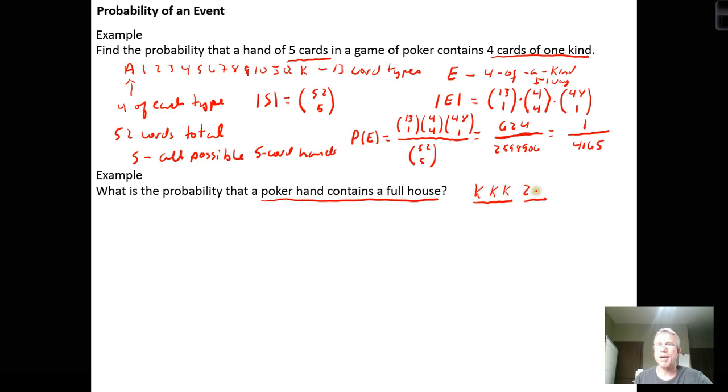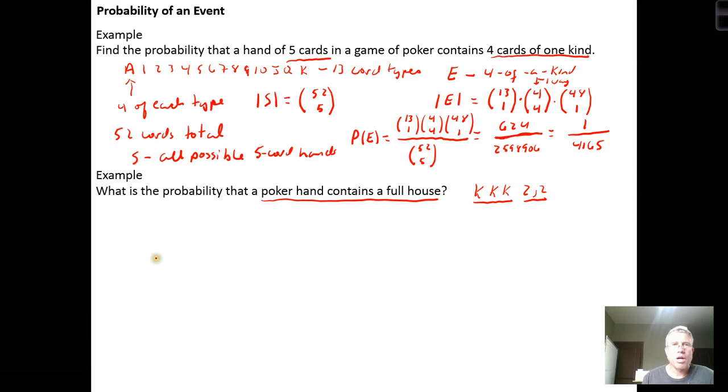So you could have a 2 and a 2. So 3 kings and 2 2s would be a full house. 3 4s and 2 5s would make a full house. And there's a couple ways we could get at this, and we would wind up generating the same result.